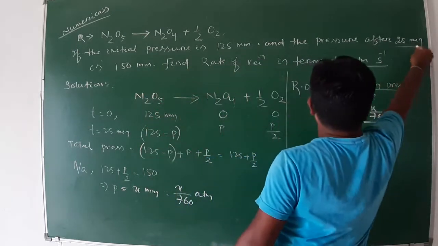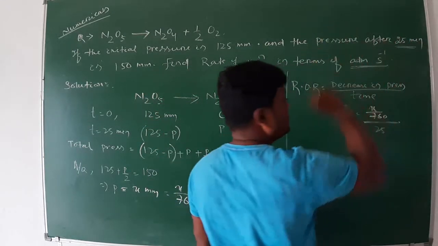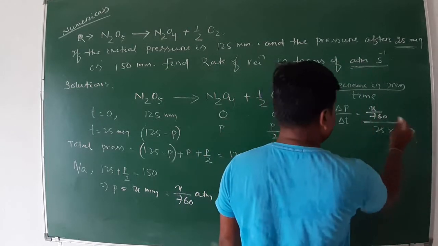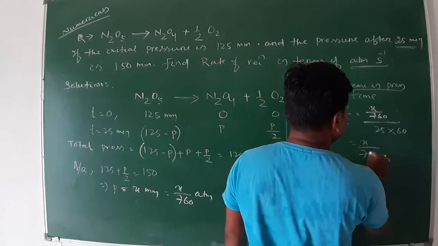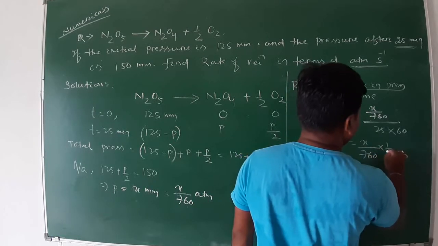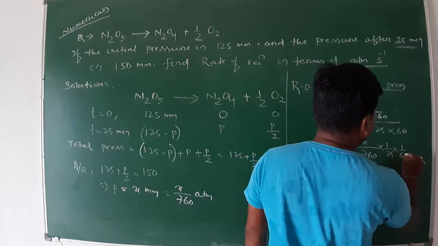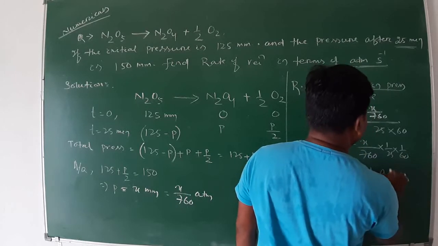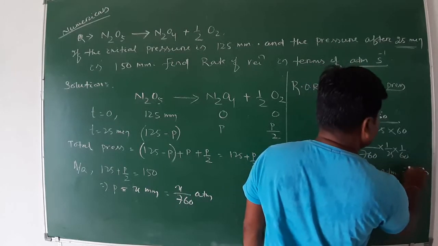But we have to find it in seconds, that is 25 into 60 seconds. So that is X by 760 into 1 by 25 into 1 by 60. That will be the answer, Y, and the unit will be atm per second.